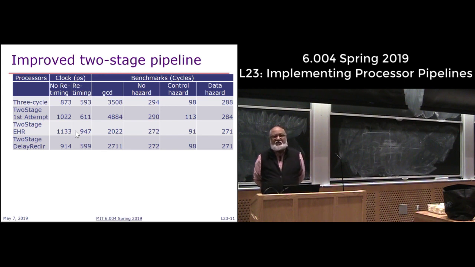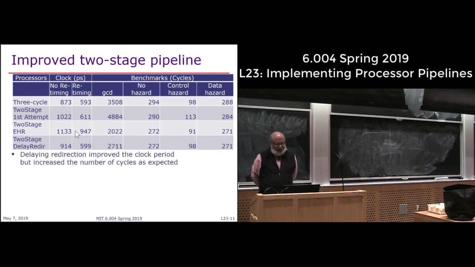And where are you paying the price for this? Look at the next column. The number of cycles went up for GCD, from 2000 to 2700. You can do some math. You can multiply these numbers and see whether you are winning or not. Because ultimately what you want to know is number of cycles times the clock period. And you will discover you actually win by doing this, right? So delaying redirection improves the clock period, but increases the number of cycles as expected.